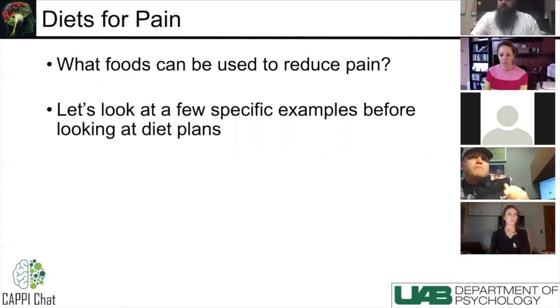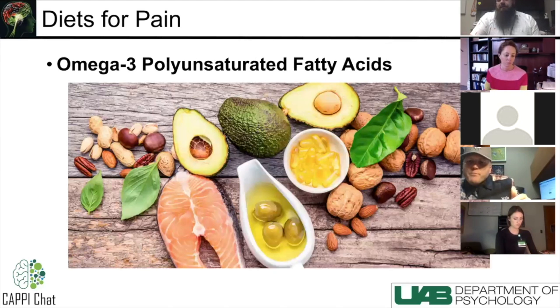So what foods can we use to reduce pain? So we're going to look at a few examples of individual foods, and then we're going to look at diets. The first one are the omega-3 polyunsaturated fatty acids. And I start here only because this is the one that most people are familiar with.